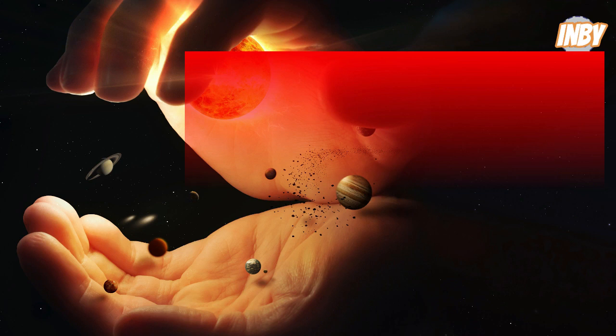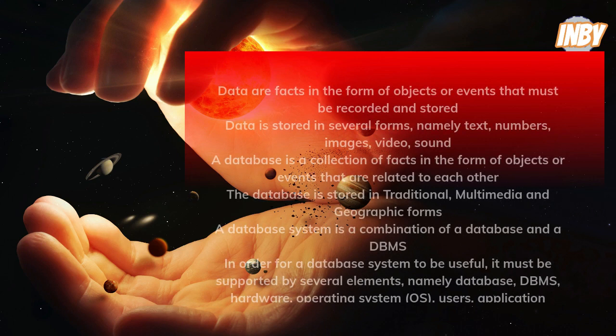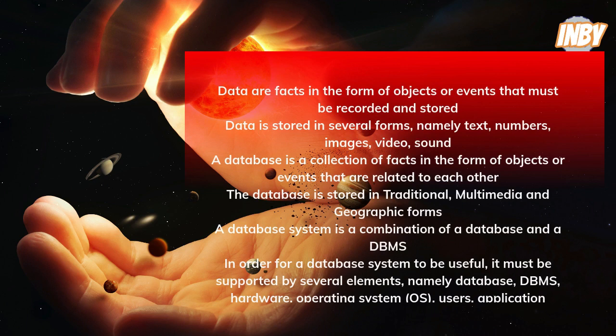Conclusion. Data are facts in the form of objects or events that must be recorded and stored. Data is stored in several forms, namely text, numbers, images, video, voices. A database is a collection of facts in the form of objects or events that are related to each other. The database is stored in traditional, multimedia and geographic forms.